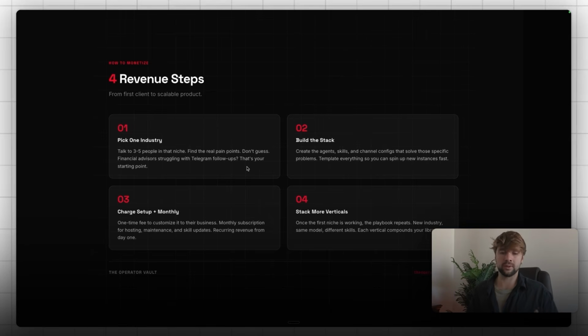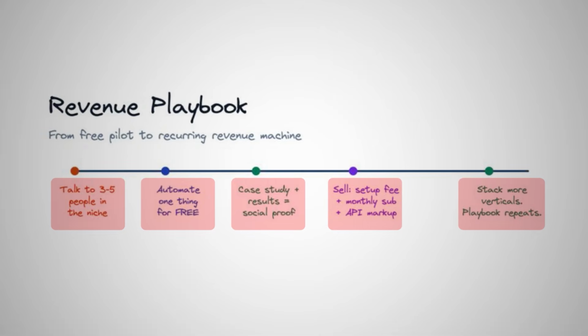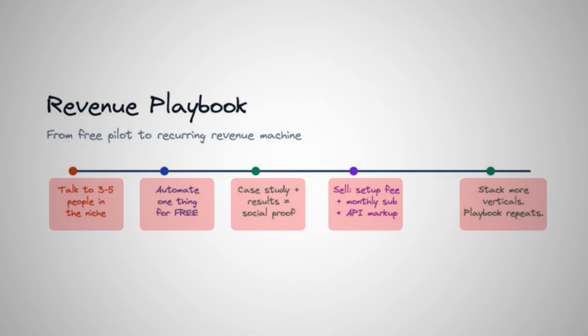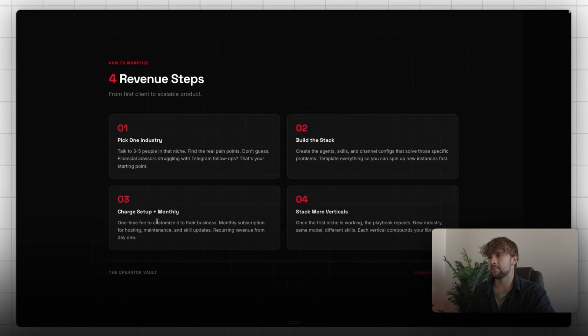About this automation that you just talked about. So you build a stack, you create the agent skills, channel configs, solve those specific problems, template everything so you spin up a new instance really, really fast. And then you charge a one-time setup fee to customize it to their business, and a monthly subscription for hosting, maintenance, and skill updates. Here you can add a markup to that cost, and they'll be like, that's fine because we're saving X amount in employee costs, for example, right?